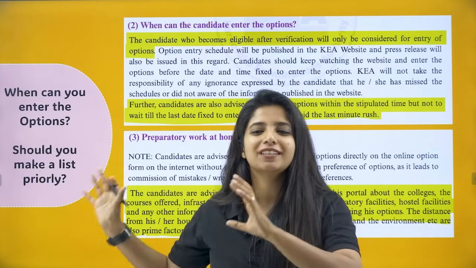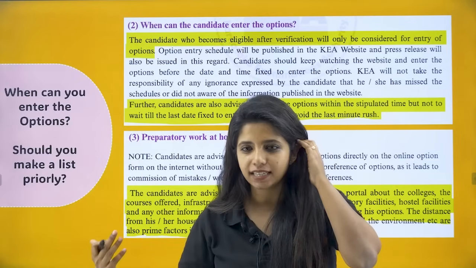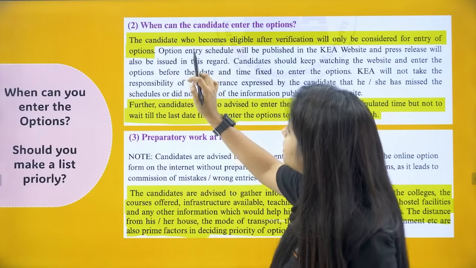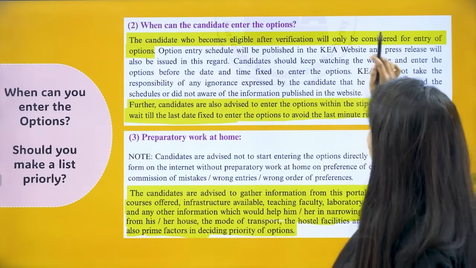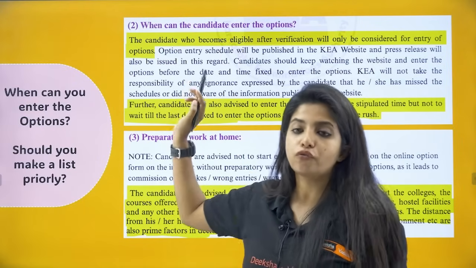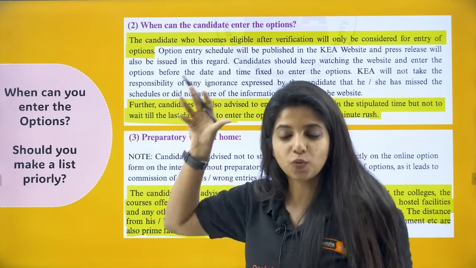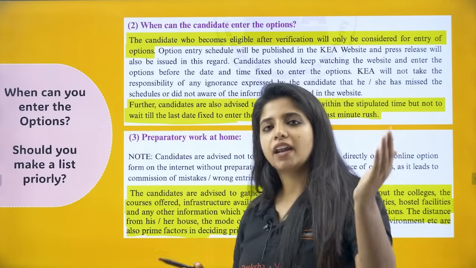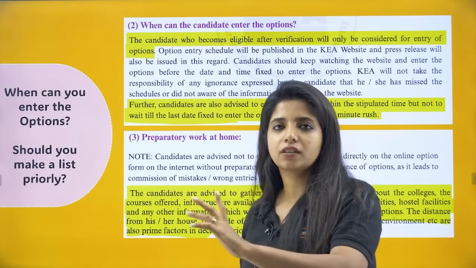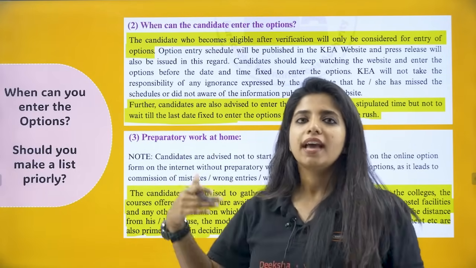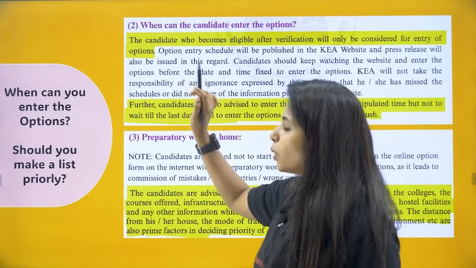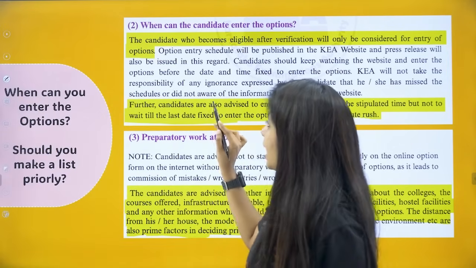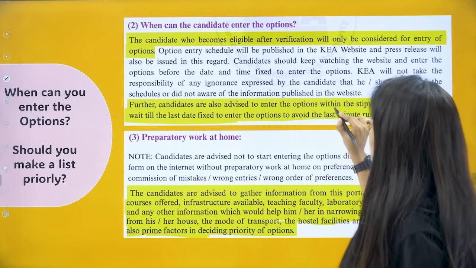And now comes the major things which are written in the guidelines. The first question, when can you enter the options? My dear children, the candidate who becomes eligible after verification will only be considered for entry of option. Once you have got the verification slip and you entered using the CET number or the QR code and the OTP and face verification, you are now eligible.